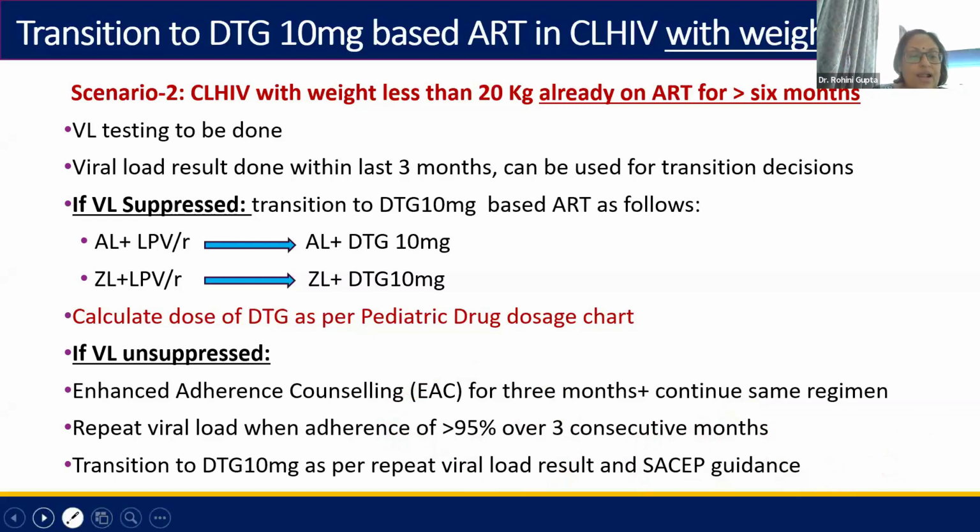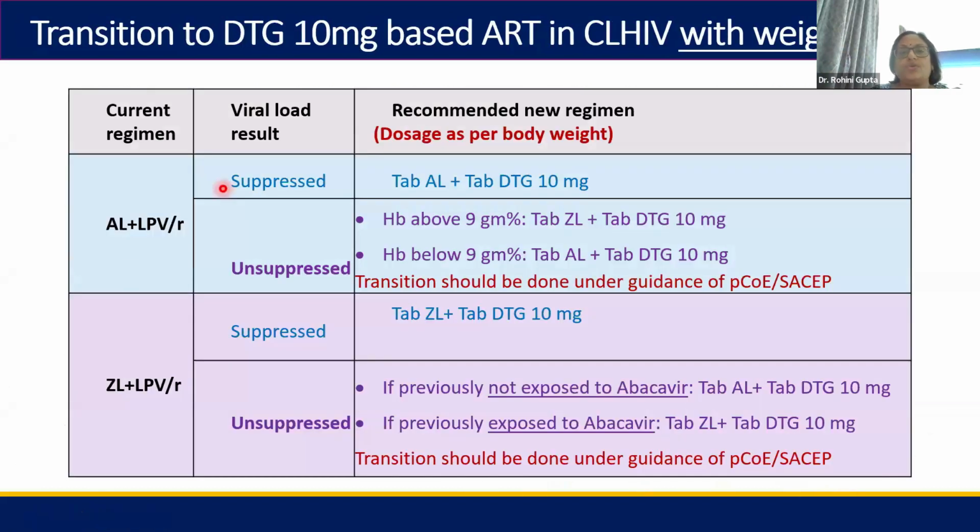So let's just summarize whatever we have understood till now. In this table, the whole summary of what we have understood in the last 2 slides is explained. If the child is on AL plus LPVR and the child's viral load is suppressed, that is, less than 1,000 copies, we just replace the LPVR with DTG 10 as per body weight, and the child would be on AL plus DTG 10.